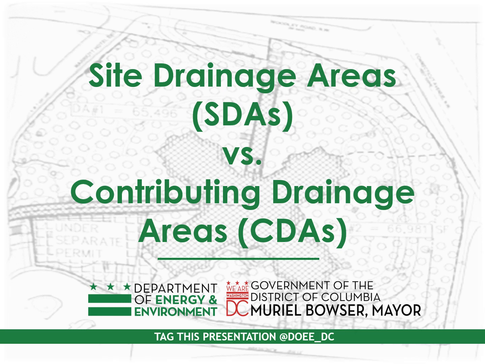For this section of the training, we're going to discuss site drainage areas and contributing drainage areas. These are two concepts that are important to understand for developing a stormwater management plan. The site drainage area is defined as all of the area that drains stormwater from the site to a single discharge point or sheet flows from a single area off the site, whereas the contributing drainage area, or the CDA, is defined as the area that contributes runoff to a best management practice, or a BMP.